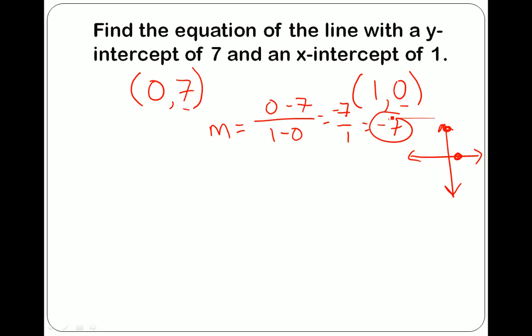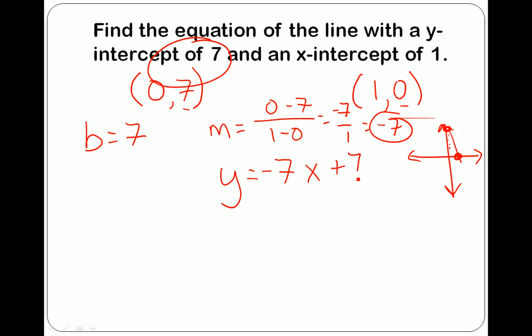And if you did want to do the graph, you can see that you would count down 7 over 1. So that would also reiterate that slope. So now, this is great because we were told that we had a y-intercept of 7. There's b. So now we have m and we have b. And we have it all. There's our answer.